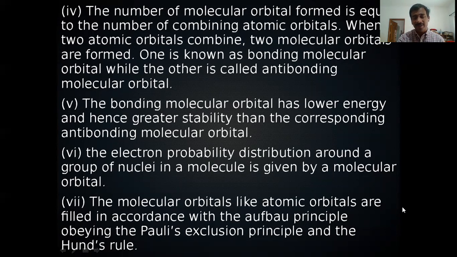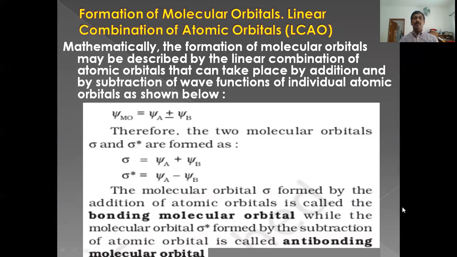How the atomic orbitals combine is known as linear combination of atomic orbitals, LCAO: formation of molecular orbitals by the linear combination of atomic orbitals. Mathematically, the formation of molecular orbitals may be described by the linear combination of atomic orbitals, which can take place by addition and subtraction of wave functions of individual atomic orbitals as shown below. Wave function of molecular orbital psi MO is equal to psi A, wave function of atomic orbital A, plus or minus psi B, wave function of atomic orbital B.